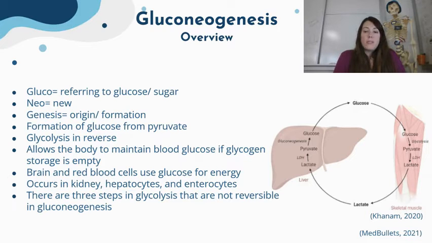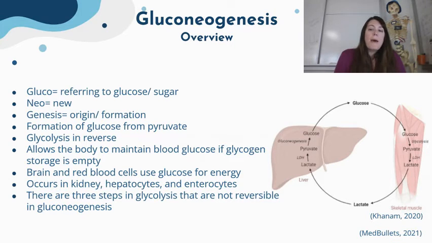This process occurs in the kidneys, hepatocytes, which are in the liver, and enterocytes, which are in the intestines, and maintains the correct glucose levels when fasting or perhaps lacking carbohydrates in the diet. There are 3 steps in glycolysis that are not reversible in gluconeogenesis.